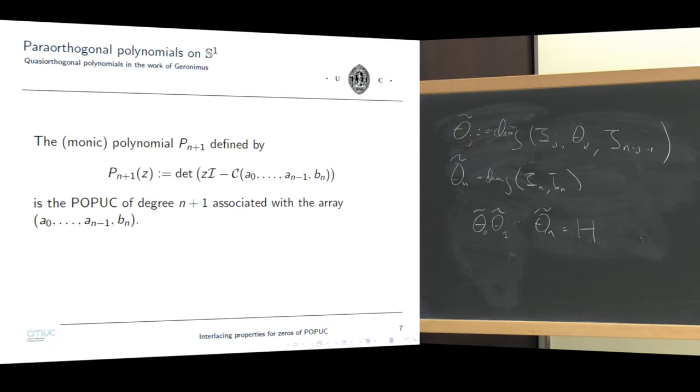For us, a paraorthogonal polynomial of degree n plus 1 will be any characteristic polynomial associated with a matrix similar to the matrix C. And from now on, I'm going only to speak about properties of the eigenvalues of the matrix C. Essentially, we codify all this information in these elements, and yet this polynomial satisfies weaker orthogonality conditions. They are not orthogonal with respect to constants, but this is not important now.